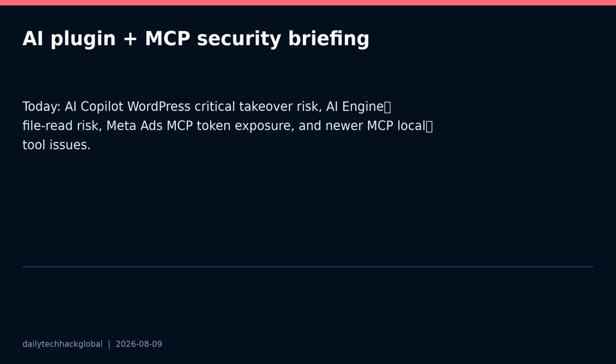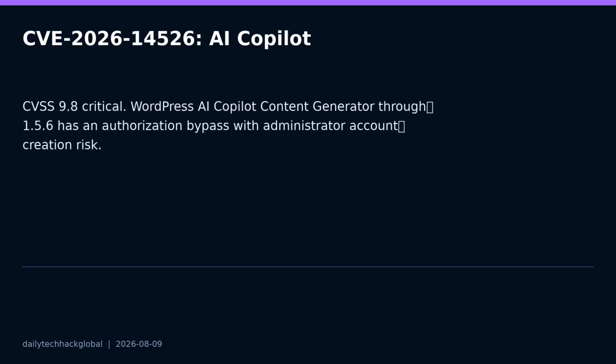Lead item: CVE-2026-14526 in the AI Copilot Content Generator plugin for WordPress. NVD lists this as critical, CVSS 9.8, affecting versions up to and including 1.5.6. The issue is an authorization bypass. The plugin did not properly verify whether a user was allowed to perform an action.